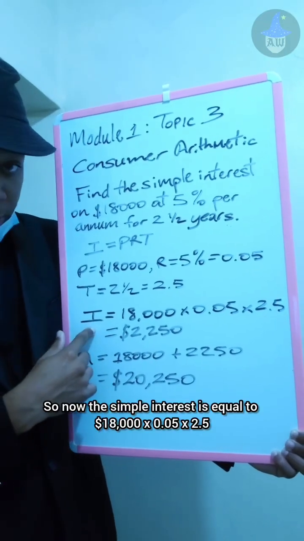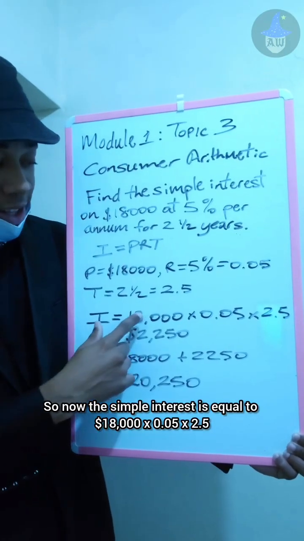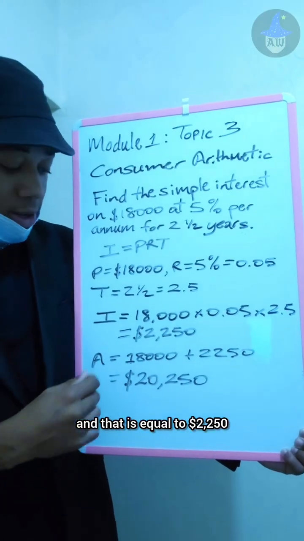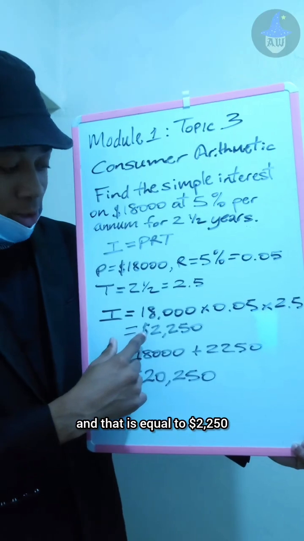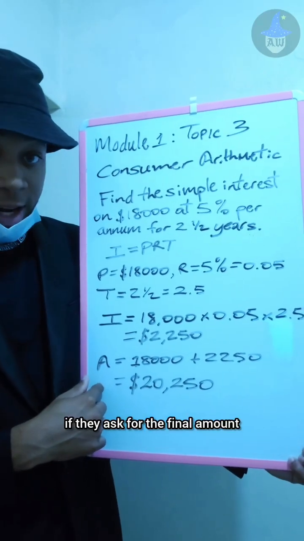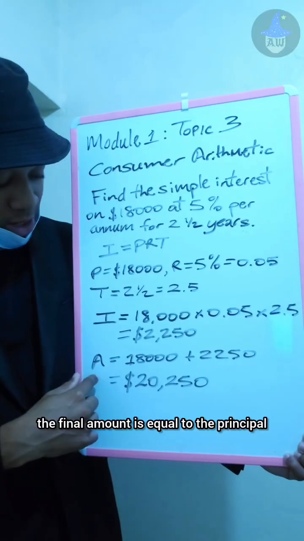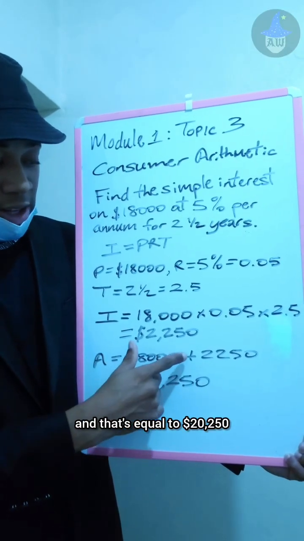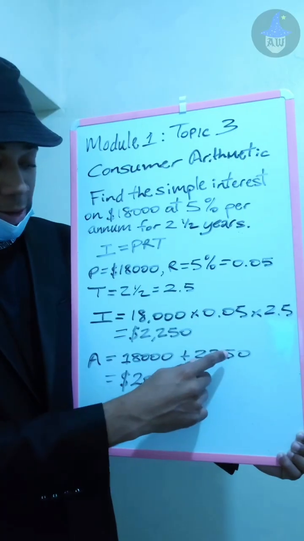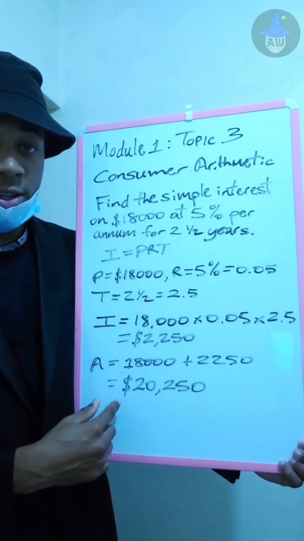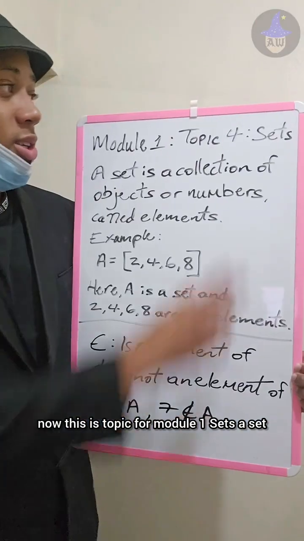So now the simple interest is equal to 18,000 times 0.05 times 2.5, and that is equal to $2,250. Now if they ask for the final amount, it is equal to the principal, which is 18,000, plus the interest, 2,250, and that's equal to $20,250.